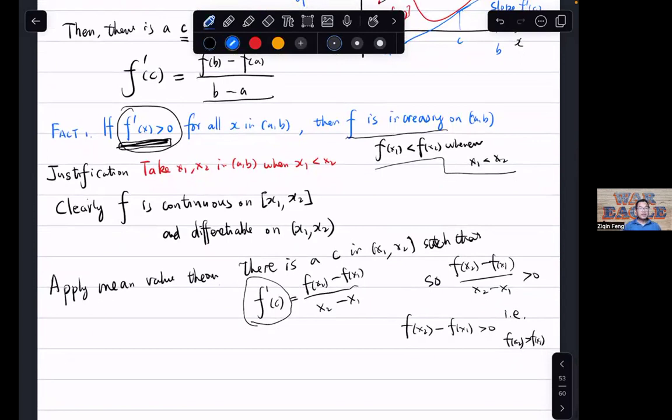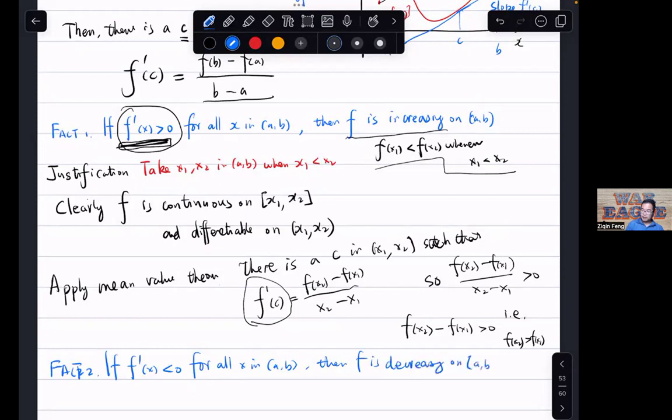Using a very similar discussion, we get another two facts. Fact 2: if f prime of x is less than 0 for all x in (a, b), then f is decreasing on (a, b).